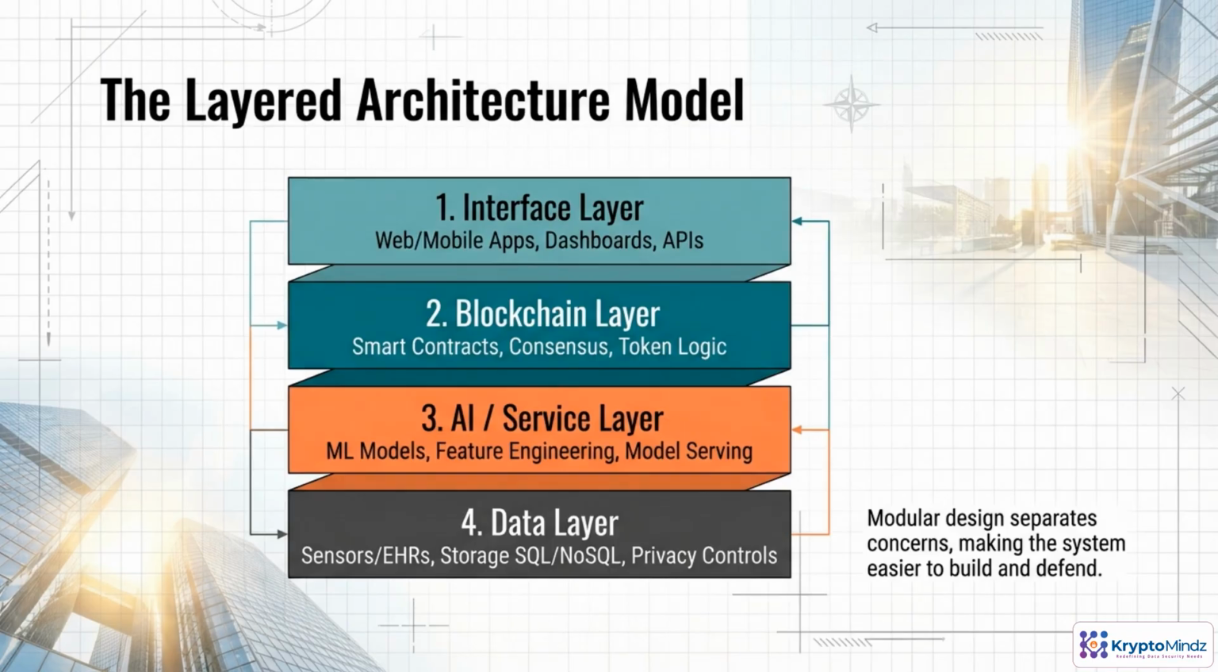Think of this layered architecture as your default template for almost any project in this course. At the bottom, you manage raw data and enforce privacy. Above that, AI services turn data into predictions and decisions. The blockchain layer records critical events and agreements with integrity guarantees. At the top, interfaces expose everything to users and other systems. By separating concerns, you can swap technologies, scale parts independently, and reason clearly about security and compliance.